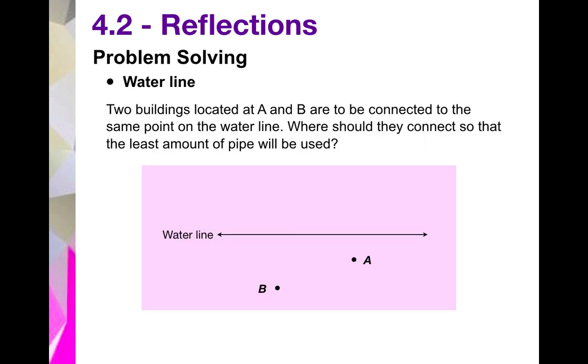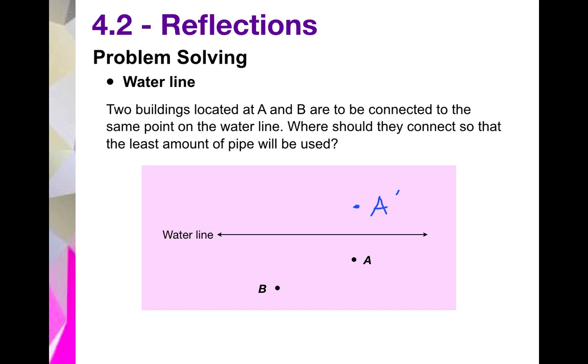Let's look at the waterline problem. Two buildings are located at A and B, and they can only be connected at one point on a water line, and we want to use the least amount of pipe. So what we're going to do is use a reflection property. We're going to take A and reflect it across that water line to the other side. And if we do that, we get a point here, which is called A prime.